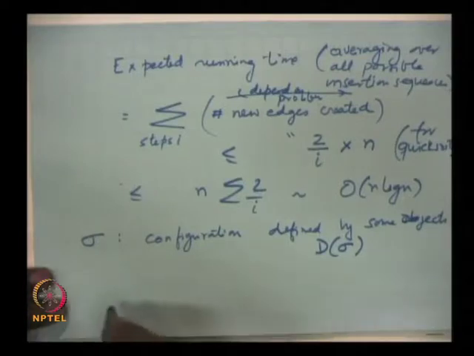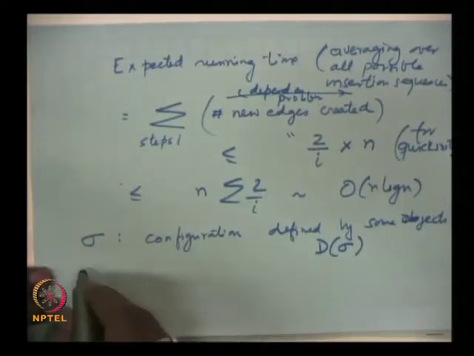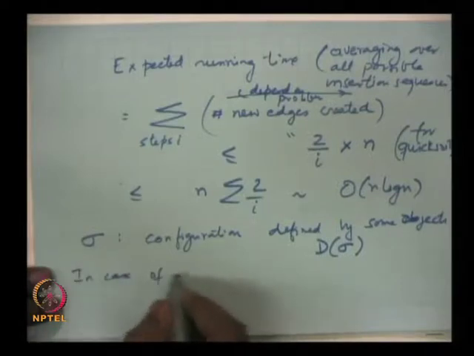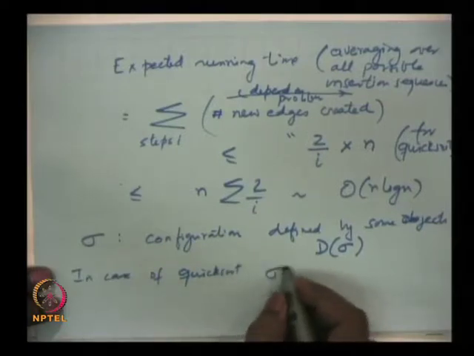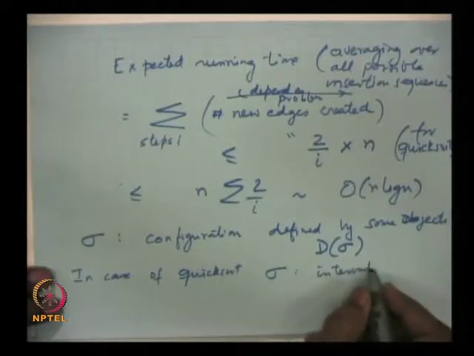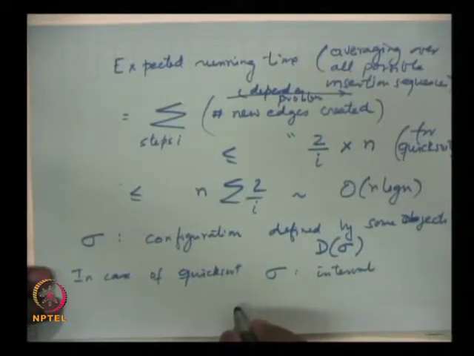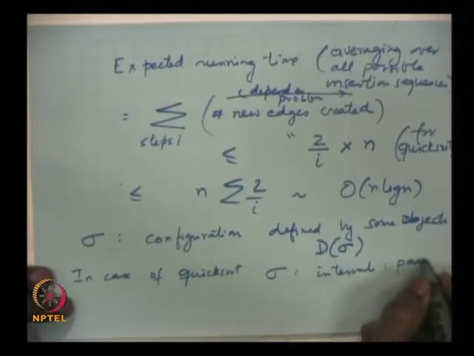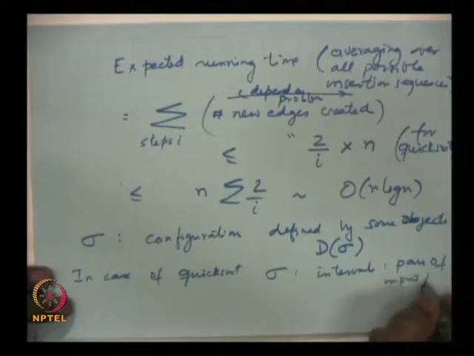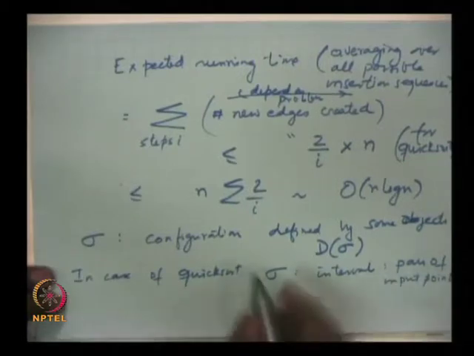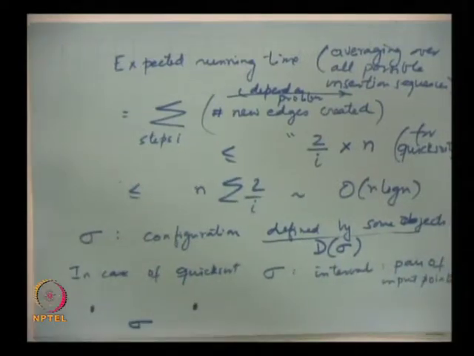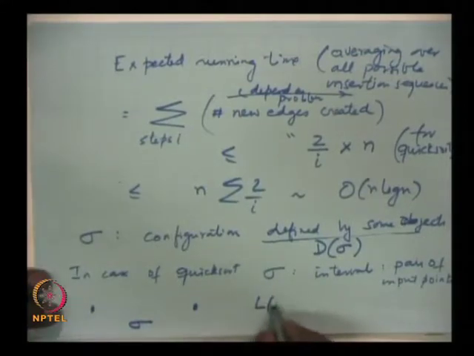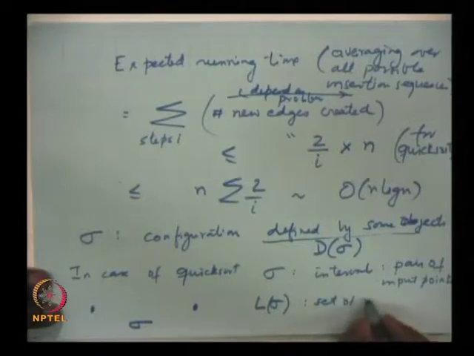Okay. So, in the case of something like quicksort, sigmas are defined to be intervals. Sigmas are intervals, okay, and an interval is defined by the two endpoints, right. So, it is basically a pair of input points. Okay. So, this is defined by some objects. So, suppose this is some sigma. On the other hand, L of sigma are all those objects, the set of objects intersecting sigma.